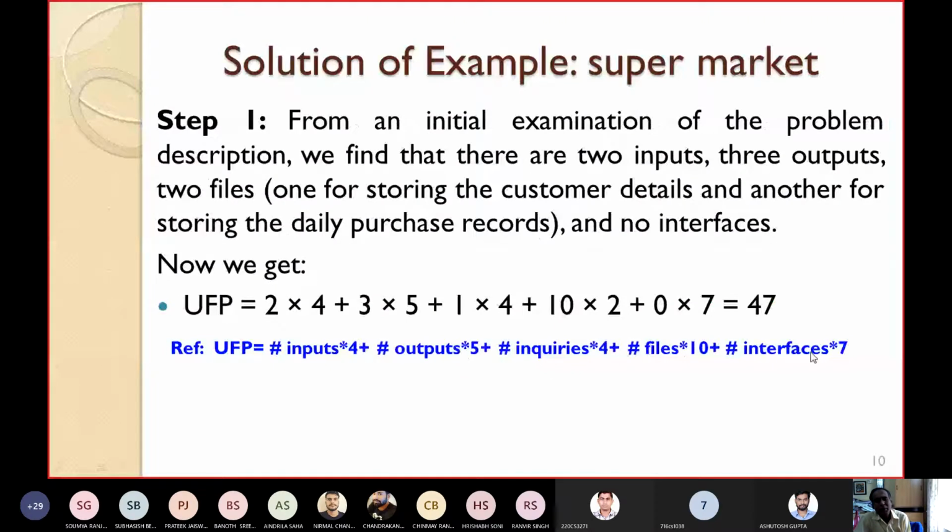2 into 4 because 2 inputs, 3 outputs, so 3 into 5. One query, I have just told, generating the winner list by giving a command. So only one query, 1 into 4. So 2 files I have already told you. These are the 2 files, one for customer details, another for storing the daily purchase records. 2 into 10. No interfaces, so 0. And it will solve. I have used the formula, this formula we used yesterday, in the last class.